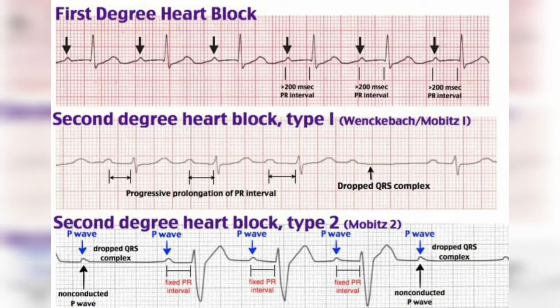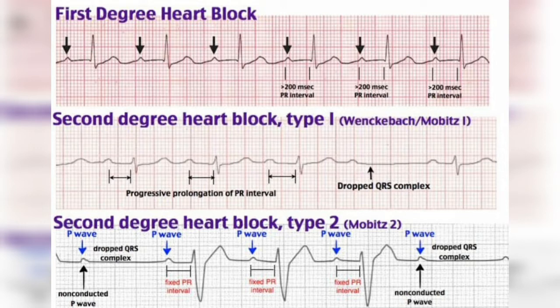Let us try again. First degree AV block is simply a prolonged PR interval. Second degree AV block Mobitz Type 1, or Wenckebach phenomenon, is progressive prolongation of the PR interval followed by a drop beat. Second degree AV block Mobitz Type 2 is an intermittent drop beat without progressive prolongation of the PR interval.